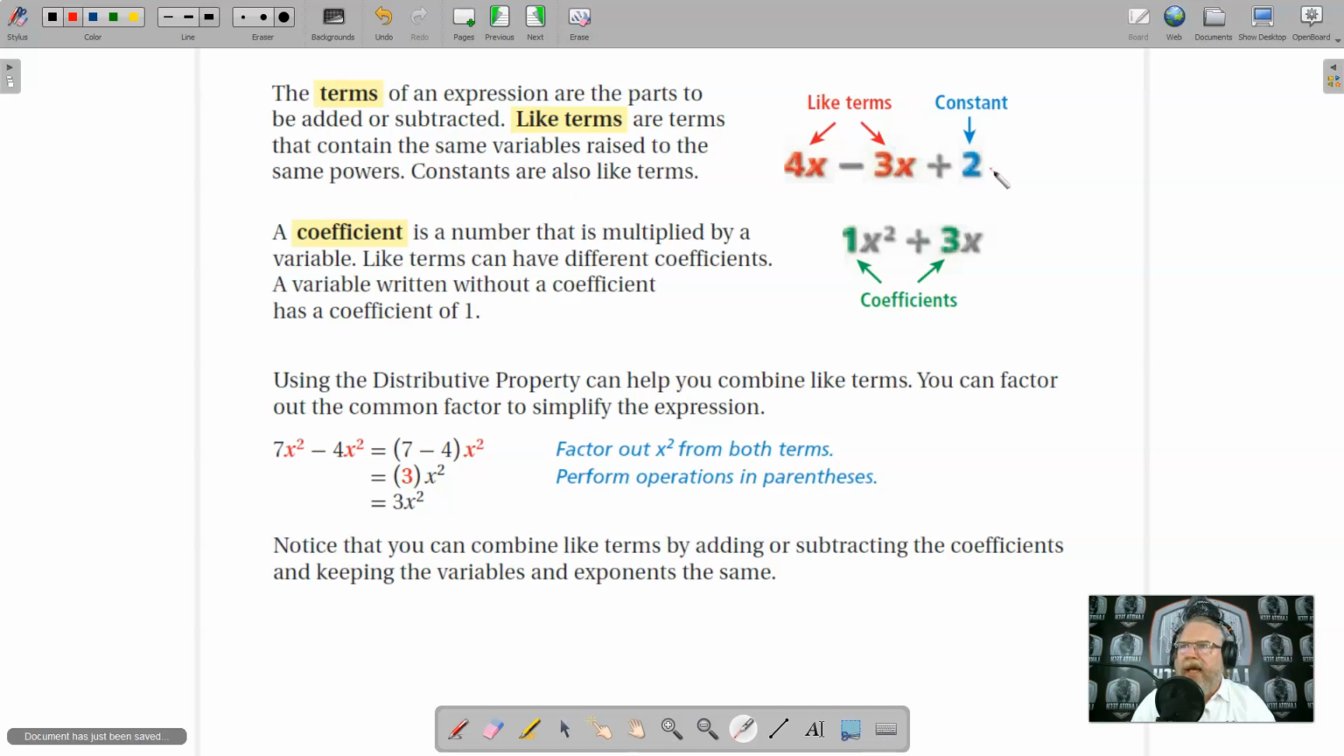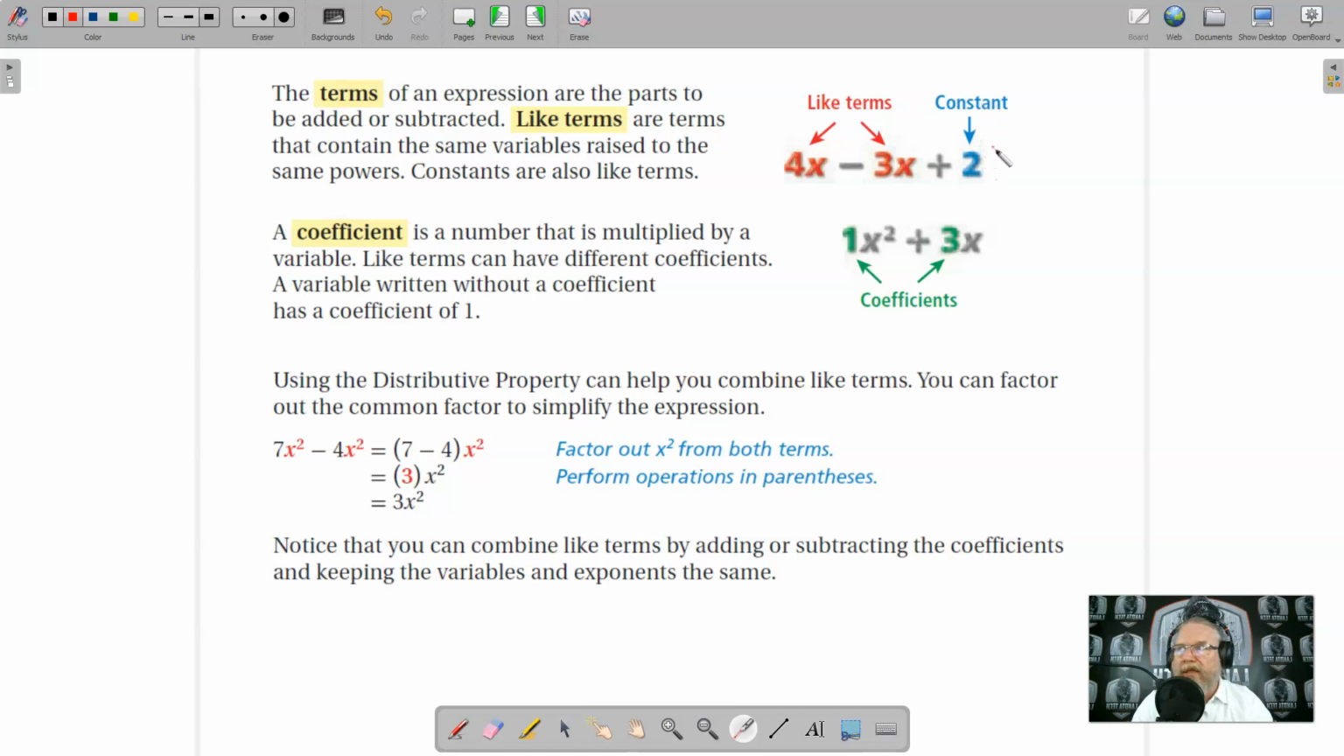Constants are also like terms. A constant here is a number that does not have a variable. And it's constant because it's not going to change. This value of 2 is always going to be 2. But 3x could change, all depending upon what the value of x is. If x were 1, then this has a value of 3. If x were 4, then this has a value of 12. So the value can change all depending upon what the value of x is. However, a constant, a term without a variable, is just stuck at that value. So it is constantly going to be 2.